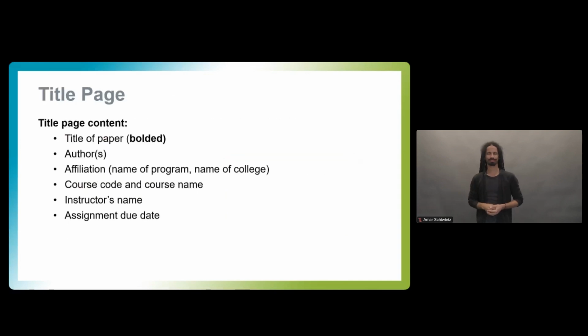So the title page, that's the first thing your instructor looks at. So let's get it right. The title page content includes the title of the paper, and you will see that it's bolded. I'm going to show you some small examples, and then we're going to look at one completed title page together in a moment. Then the author or authors. So if you worked with your partner, you write your names. This is affiliation, the name of your program and the name of your college, the name of your course, and the course name comes next, followed by your instructor's name and the due date of the assignment.